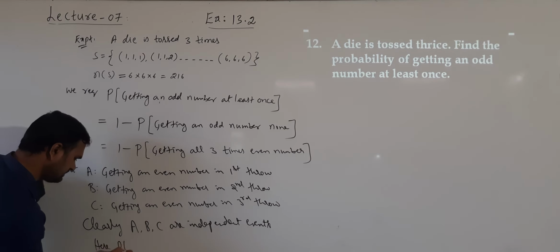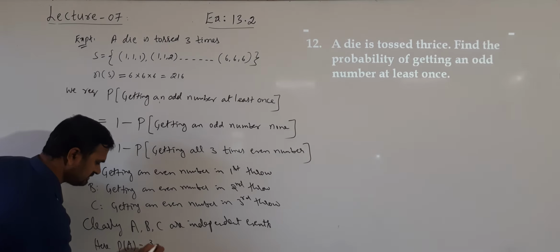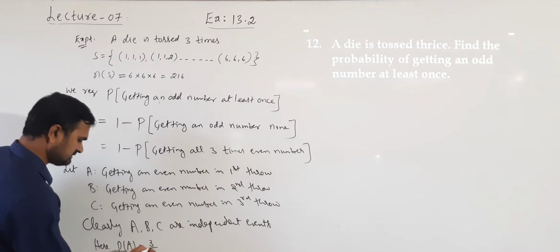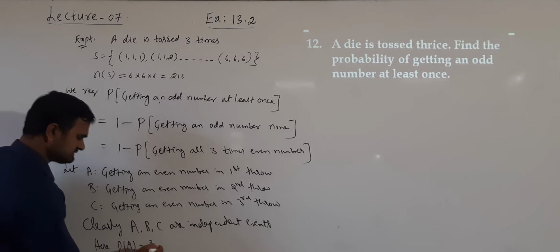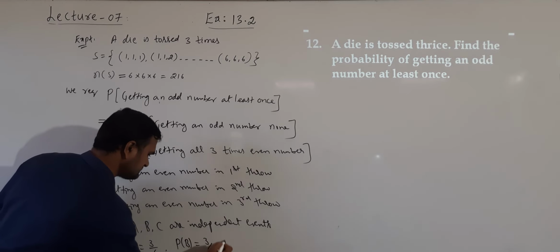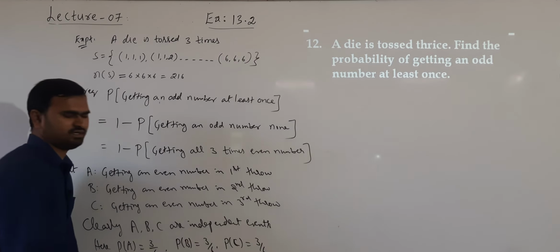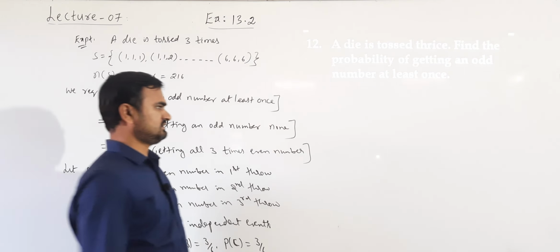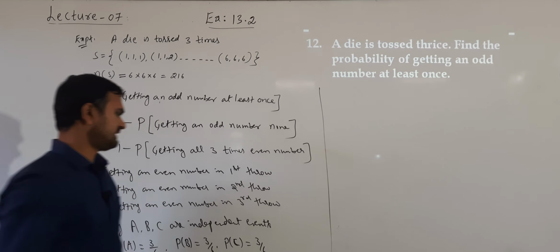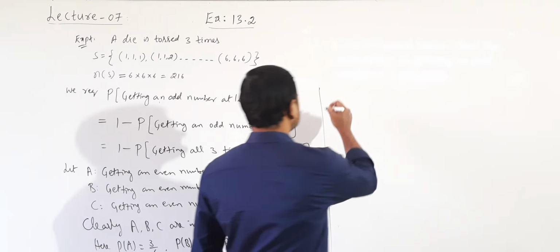What is the probability of A, getting an even number in the first throw? How many even numbers? 2, 4, 6 out of 6. So 3 by 6. Probability of B is also 3 by 6. Probability of C is also 3 by 6, getting an even number when we throw the die. So these are the events we are defining and their corresponding probabilities.